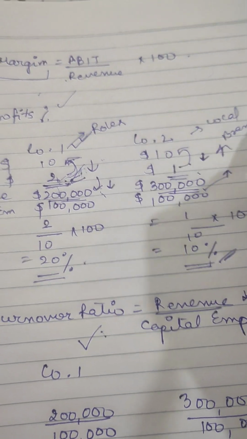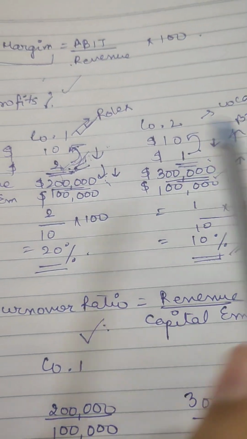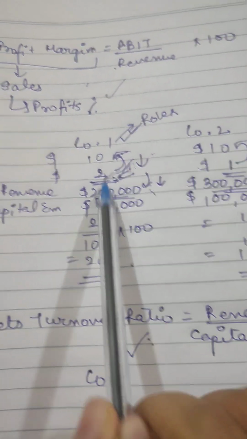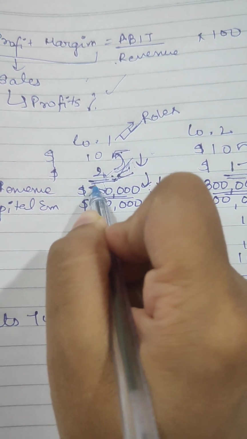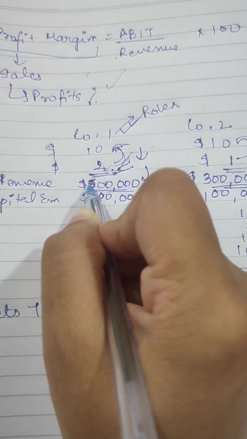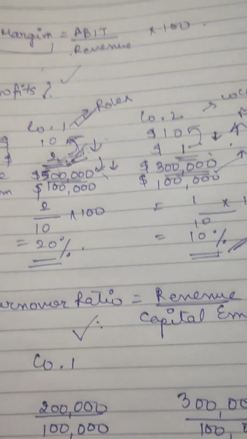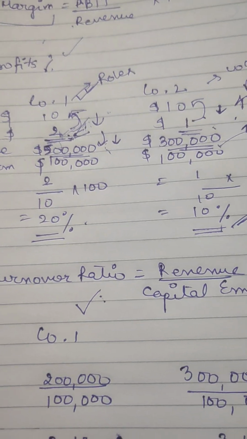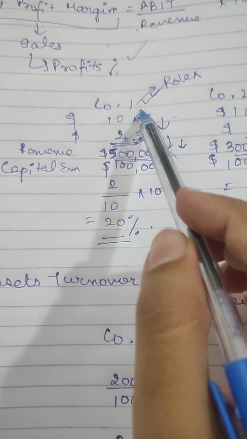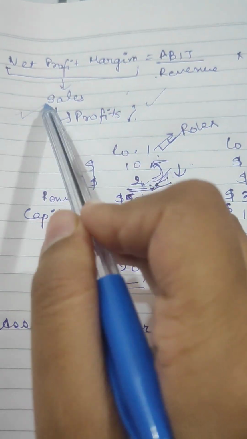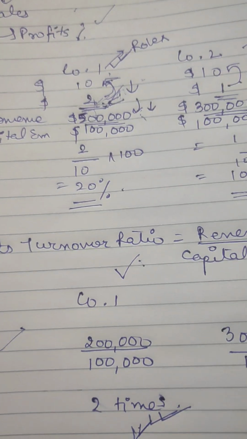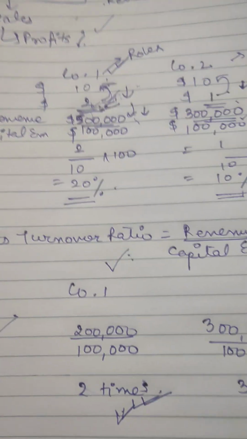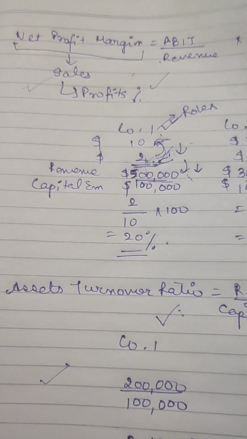Now, if I have to compare Rolex and local brand, they are earning higher profits, but in this case, they will have higher revenues. They will have, let's say, 500,000 or even equal to 300,000, that is of company 2, where their net profit margin will also be higher and asset turnover ratio will also be higher. There are possibilities like that, but we are talking about in general terms.